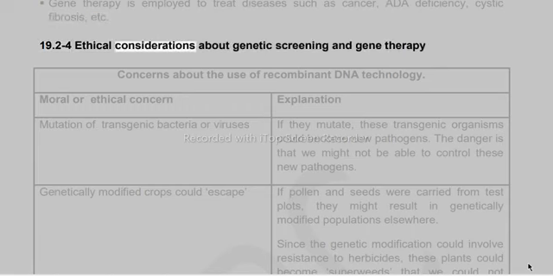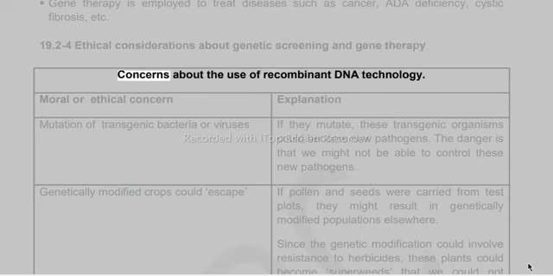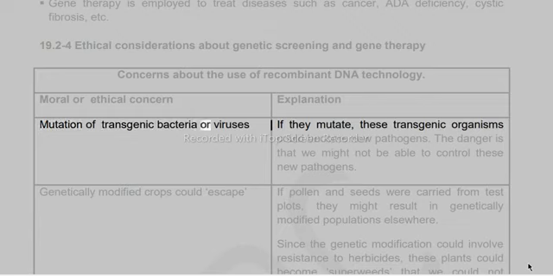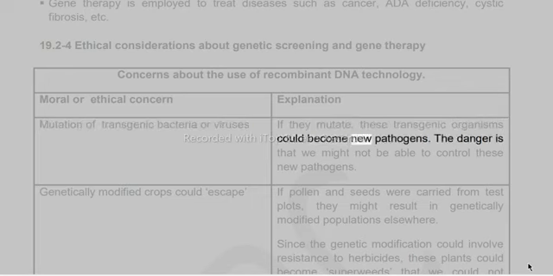19.2-4 Ethical considerations about genetic screening and gene therapy. Concerns about the use of recombinant DNA technology. Moral or ethical concern explanation. Mutation of transgenic bacteria or viruses: if they mutate, these transgenic organisms could become new pathogens. The danger is that we might not be able to control these new pathogens.